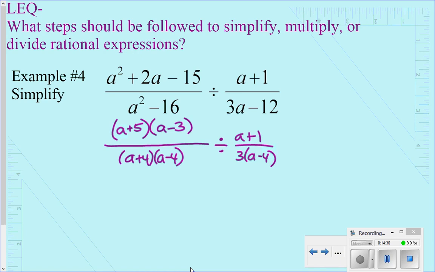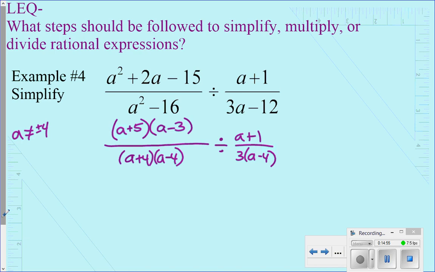I'm going to go ahead and figure out my domain restrictions. So in this denominator, a cannot equal either positive or -4, because I set either of those factors equal to 0 and solve, or not equal to 0. Here I have to look at this denominator as well. I'm getting a cannot equal 4 again, so I already have that. And now I'm ready to do the next step.